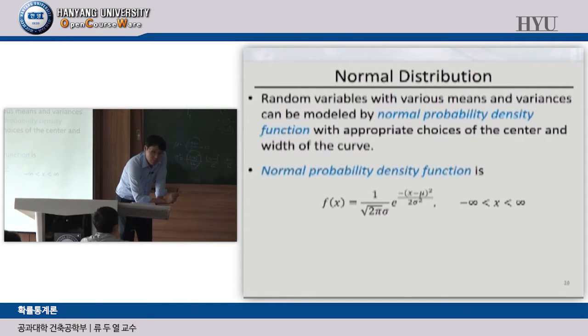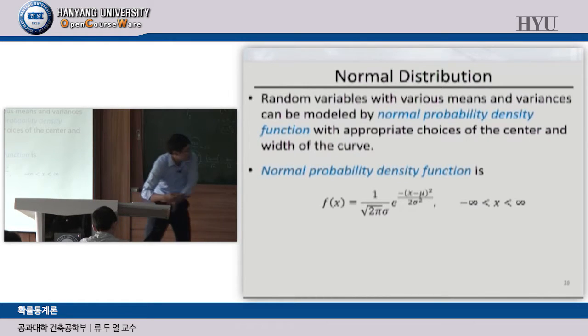But we have to provide the standardizing method because, as I explained in the previous slide, we can have numbers of different normal distributions according to the value of mean and the value of variance, right? So by standardizing, we can have only one table, which is called the standard normal distribution, which will be discussed in a later slide. So it is very important to have the standardizing method.